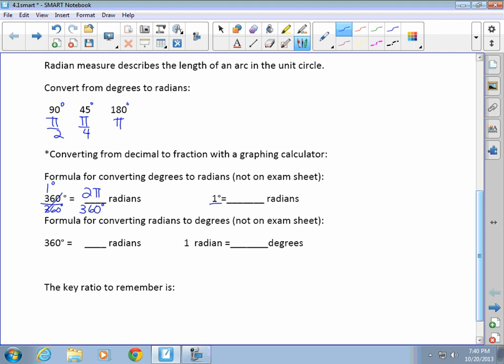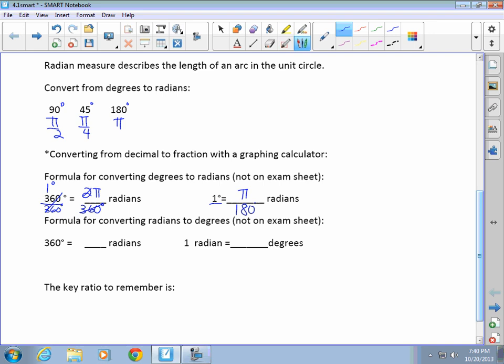On the right side of the equation, 2 pi divided by 360, well, those are going to cancel, and we're left with pi on the top and 180 on the bottom. The degrees is dropped off. So 1 degree is the equivalent of pi over 180 radians. So that is your formula for converting degrees to radians.